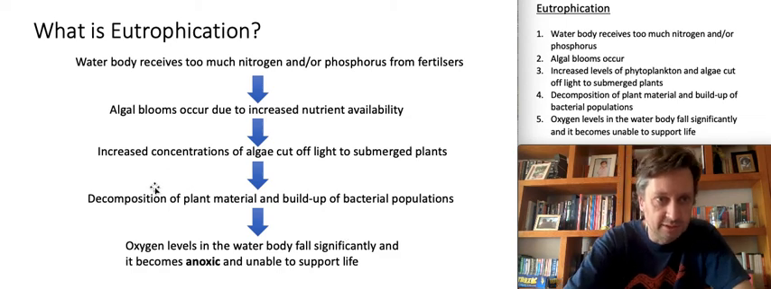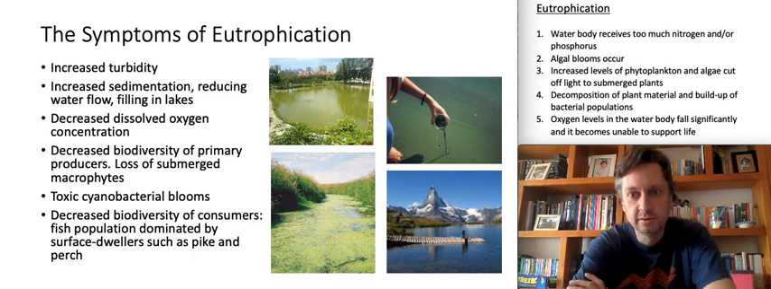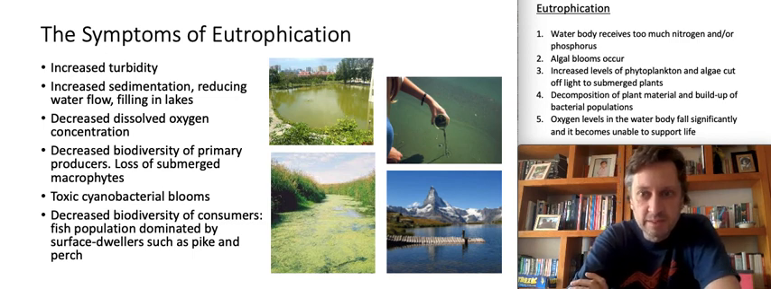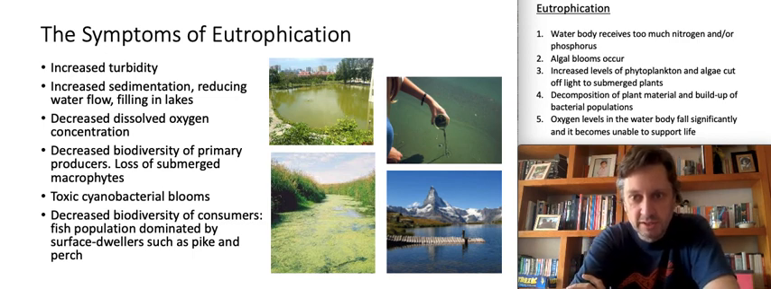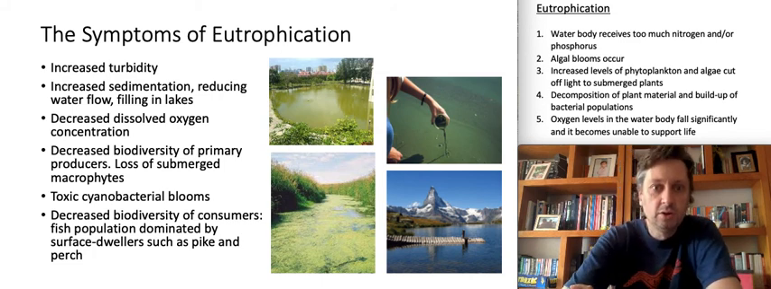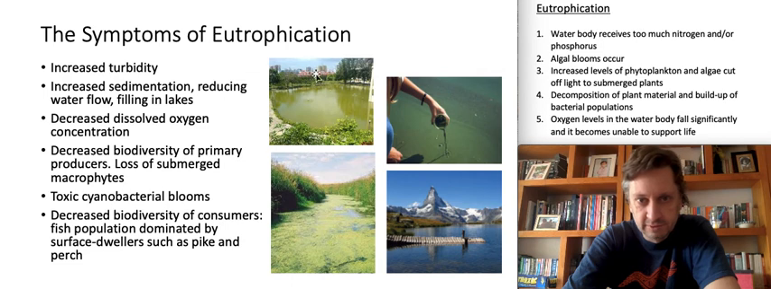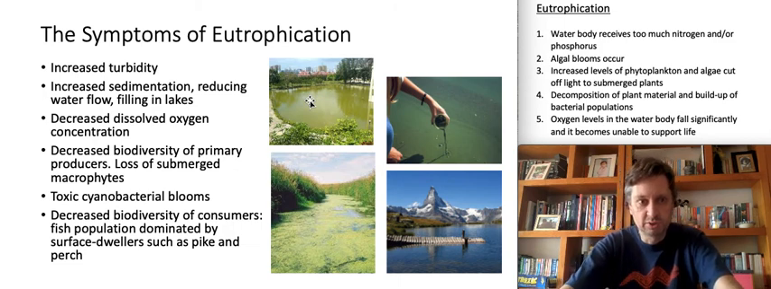Okay, I hope that made sense. Just a few things we can say in support of that. The symptoms of eutrophication, what you might be able to see if you suspect that a lake is becoming eutrophic. Well, first of all, you can see algal growth on the surface, increased turbidity, or the water starts to obscure itself.